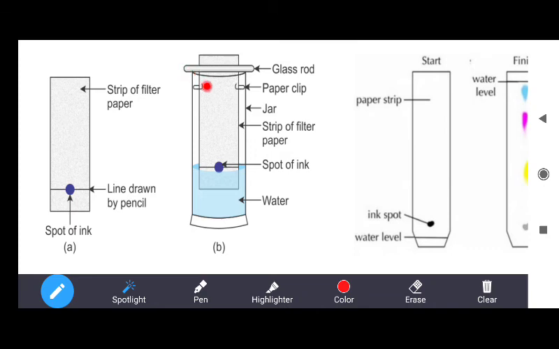Then this paper is placed in the developer solution. Here water is used as the developer solution to separate the components of ink in a jar. When you place the chromatograph paper in the developer, remember one thing: the line drawn with the pencil should never dip in this liquid; it should stay above. After some time the solvent moves upwards due to the action of capillary.